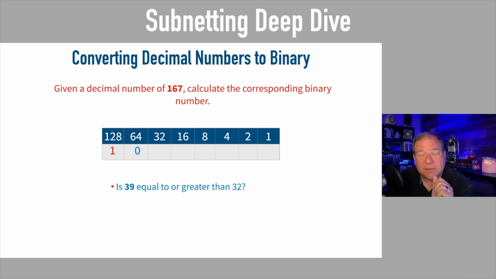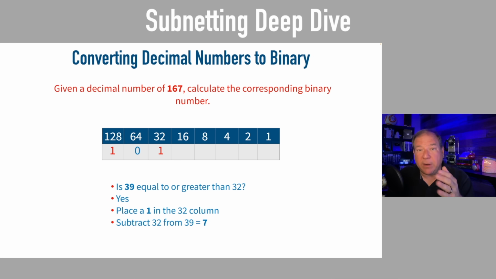Yes, it is. And if the answer is yes, remember what we're doing? We're putting a 1 in that column and we're going to find the difference. And the difference between 32 and 39 is 7. So now we're dealing with a number of 7. And we go to the 16 column. And you're getting it by now, I hope.